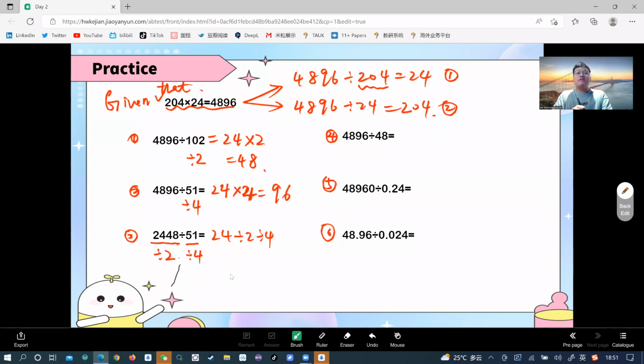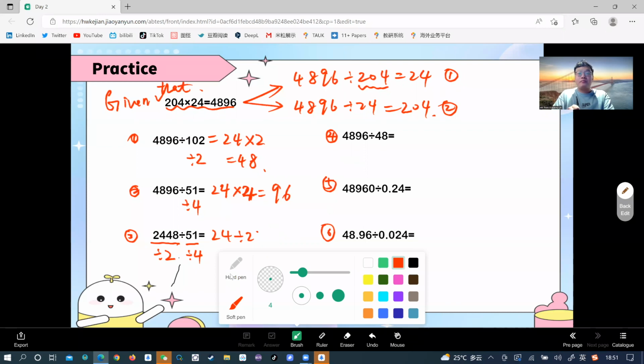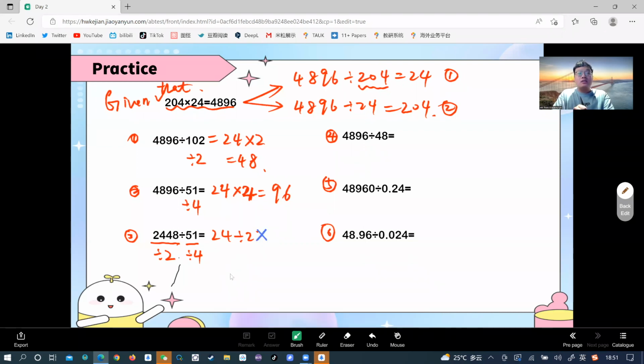No, it's not divided by 4. You need to do that in the inverse way. So it should be times by 4. All right, I'm going to erase that. It's not divided by 4, it's times by 4 here. So basically, if you divide by 2 and times by 4, you just times by 2. So the answer should be 48.